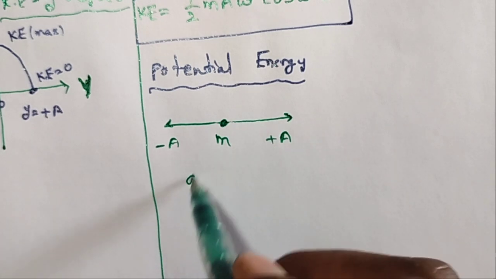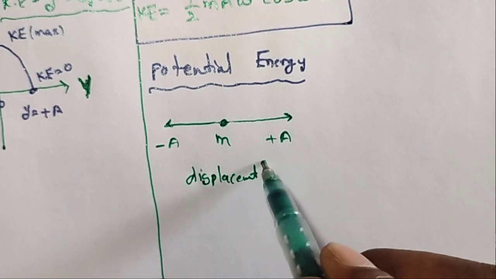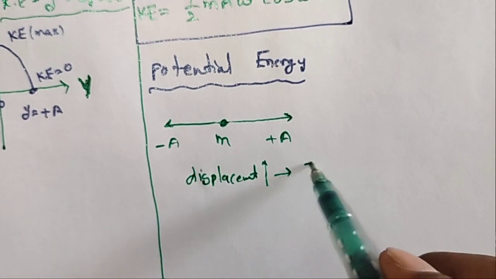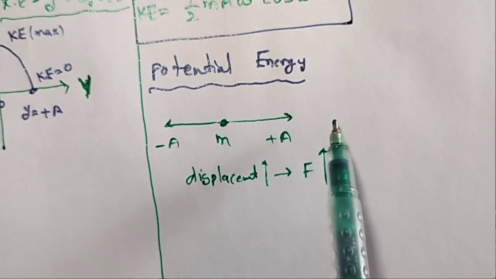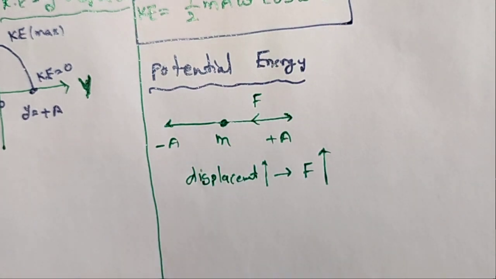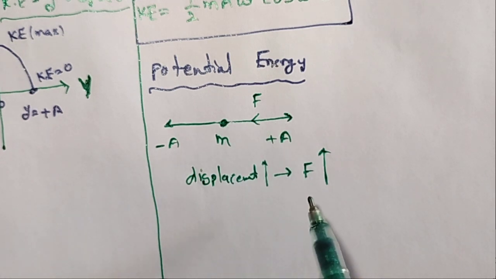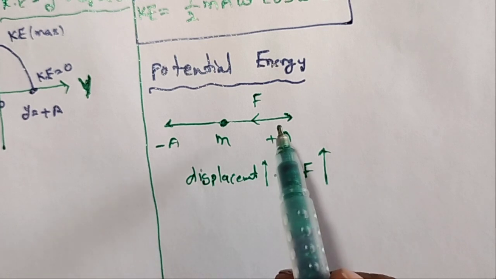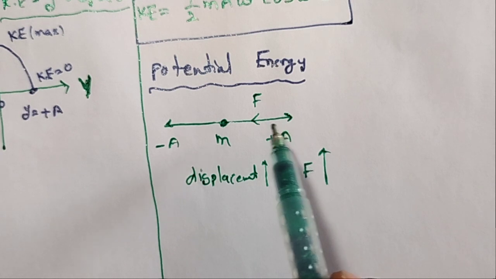As the displacement increases, what is the restoring force? The restoring force also increases. The restoring force F always acts towards the mean position. When the displacement of the particle executing simple harmonic motion increases, automatically its restoring force also increases. So what is the restoring force direction? Always towards the mean position.